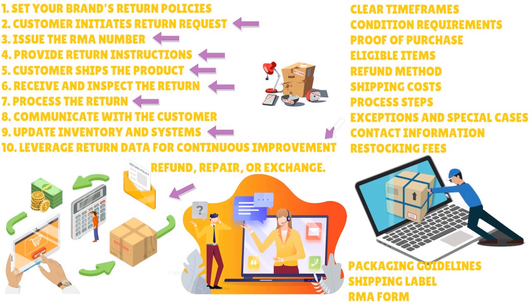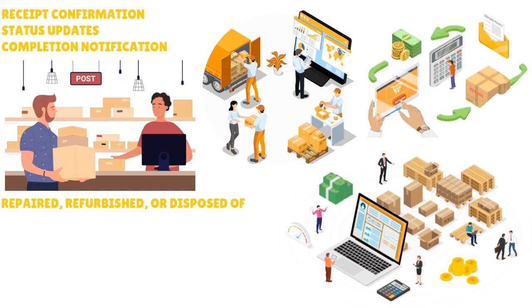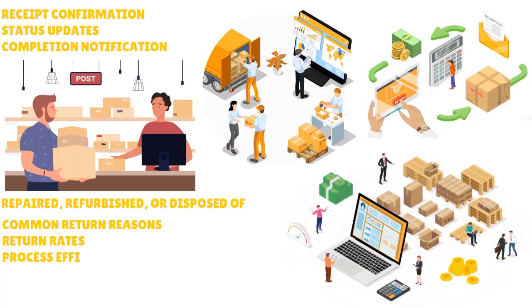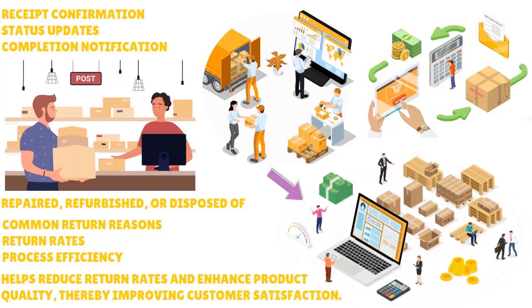The last thing you want to do here is really leverage return data for continuous improvement. So collect and analyze data from your store's RMA returns to identify trends and areas for improvement. This includes common return reasons, return rates, and process efficiency. Then use the insights gained from return data analysis to make continuous improvements to your products and return process. This helps reduce return rates and enhance product quality, thereby improving customer satisfaction. Okay, so that's an important element to think about from a scalability point of view.